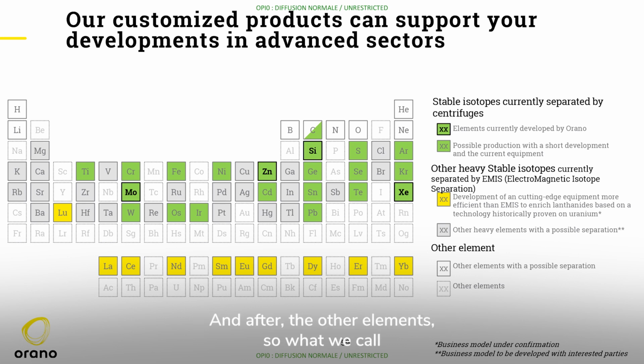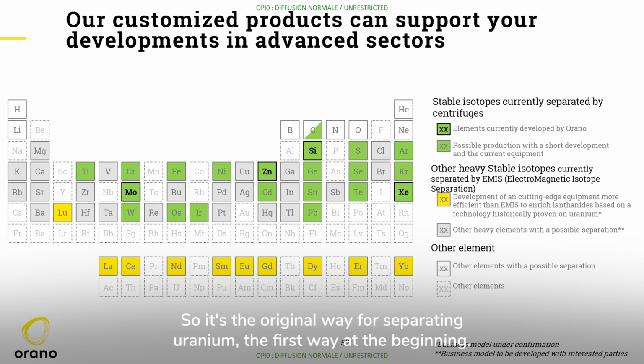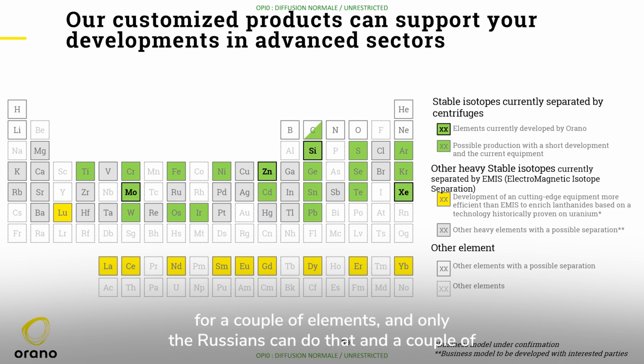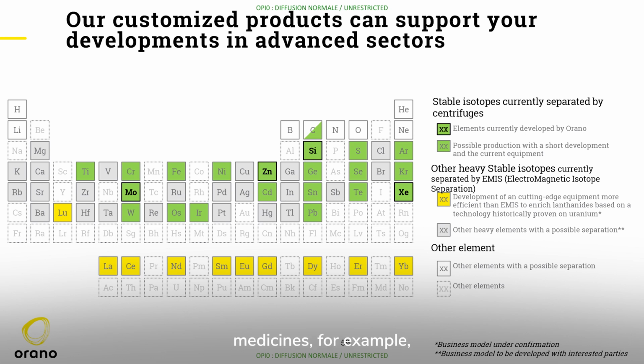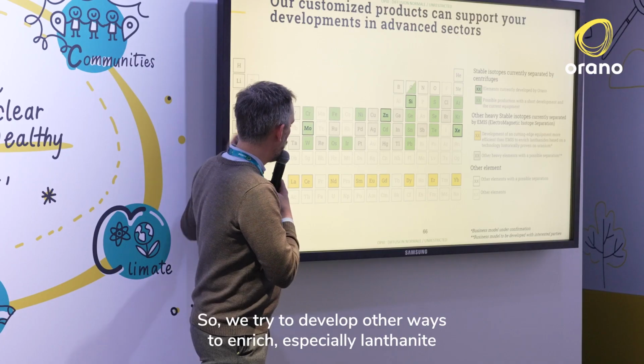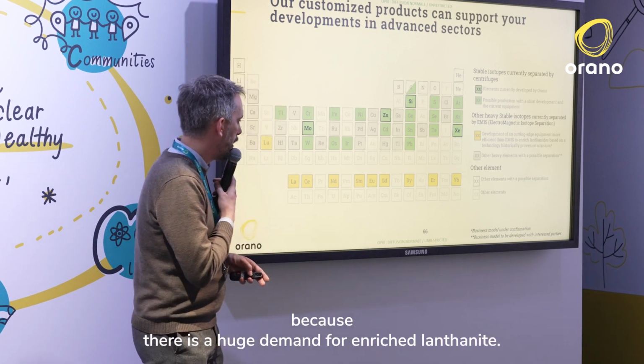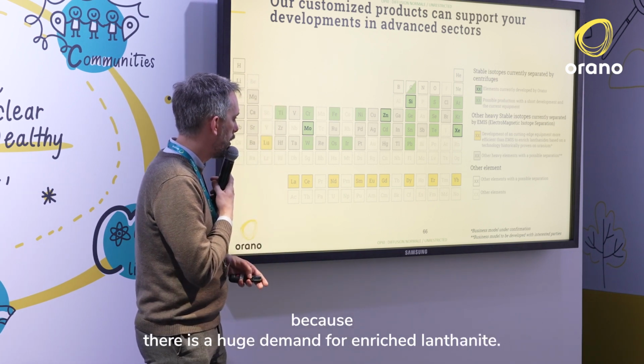And the other elements, what we call other heavy stable isotopes, are done with magnetic separation. It's the first way we separated uranium, at the beginning. Now it's old, but it's still working for a couple of elements, and only the Russians can do that. And for a couple of medicines, for example, all the raw material comes from Russia, even today. So we try to develop other ways to enrich, especially lanthanides, because there is huge demand for enriched lanthanides.